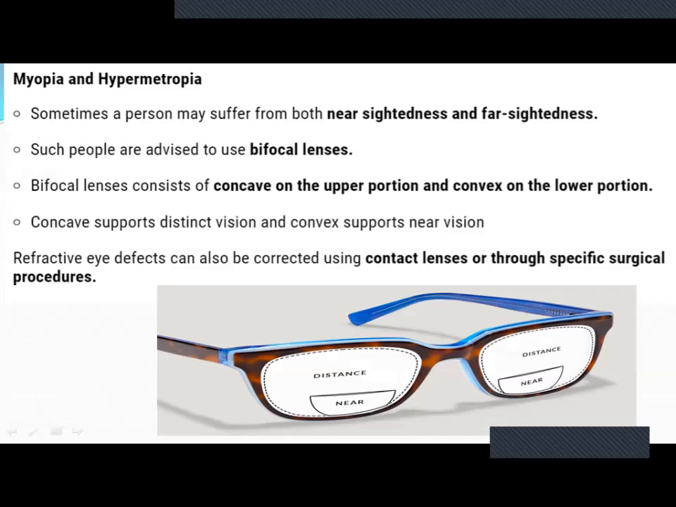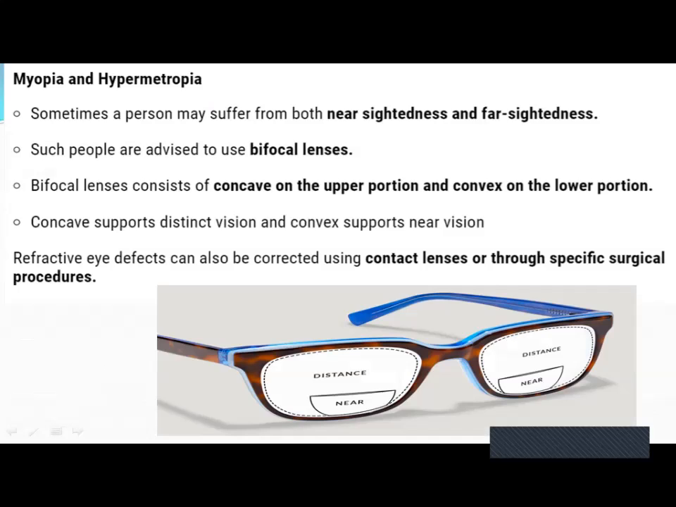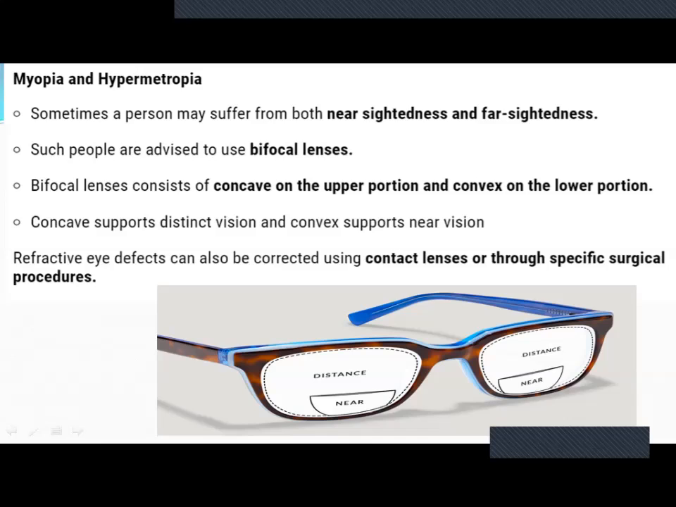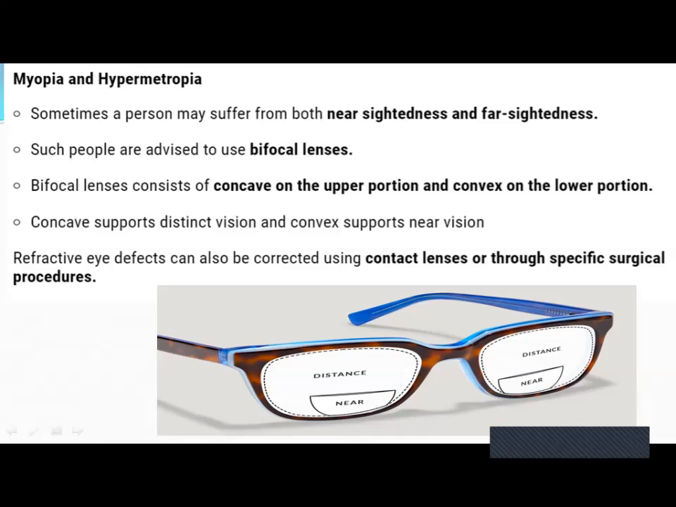That means they can't focus the distant object, and they can't focus the nearby object. The focusing power is reduced. So for that kind of people, what is the remedy that we are giving through the lenses? Sometimes a person may suffer from both nearsightedness and farsightedness. Such people are advised to use bifocal lenses. What is meant by bifocal lenses? Bi means two. Two focuses should be there in the glasses. One is distance objects can be seen, and nearby objects can also be seen.